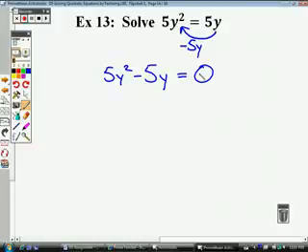Now that's not trial and error, is it? That's GCF right there. They got a 5 in common and they got something else in common. A y in common. So pull out the GCF, 5y. See if you can figure out what goes on the inside.